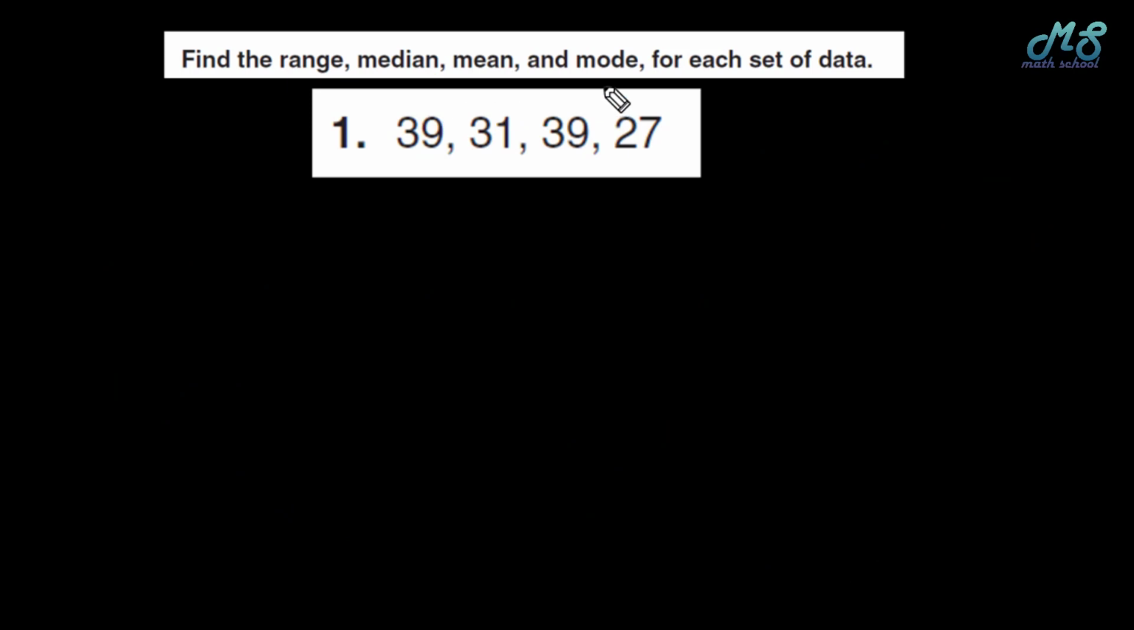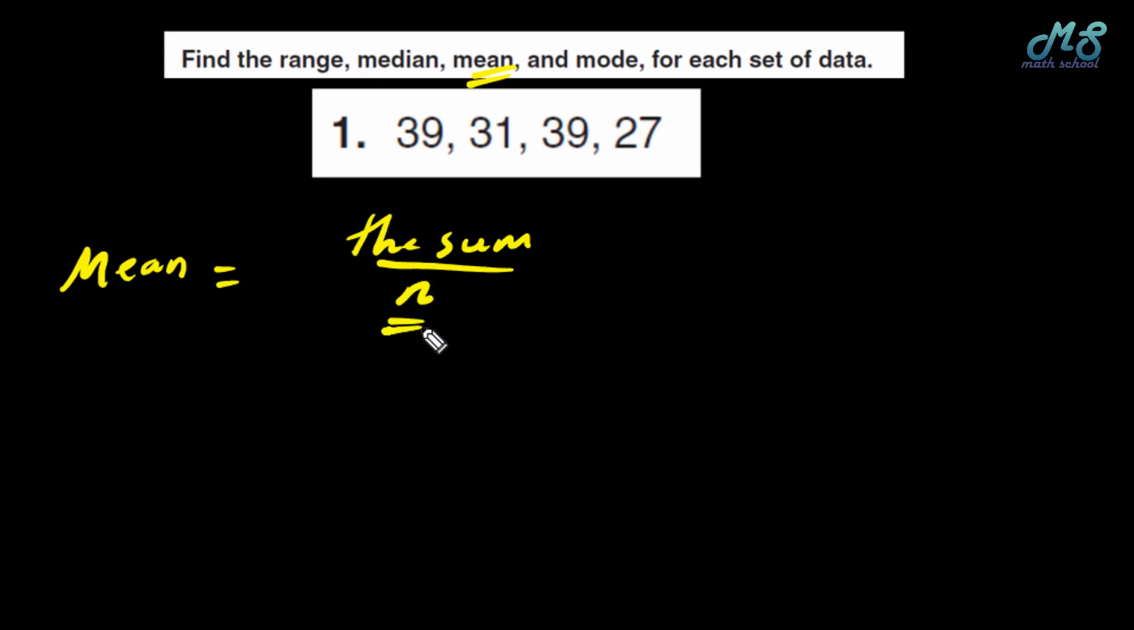Next, how can we find the mean? To find the mean, guys, ask yourself, we have a rule. What's the value of the mean? The mean is equal to the sum of all values divided by number of values, which is n. So ask yourself, how many values we have? We have 1, 2, 3, 4. So n equals 4. To find the mean, we have two steps.